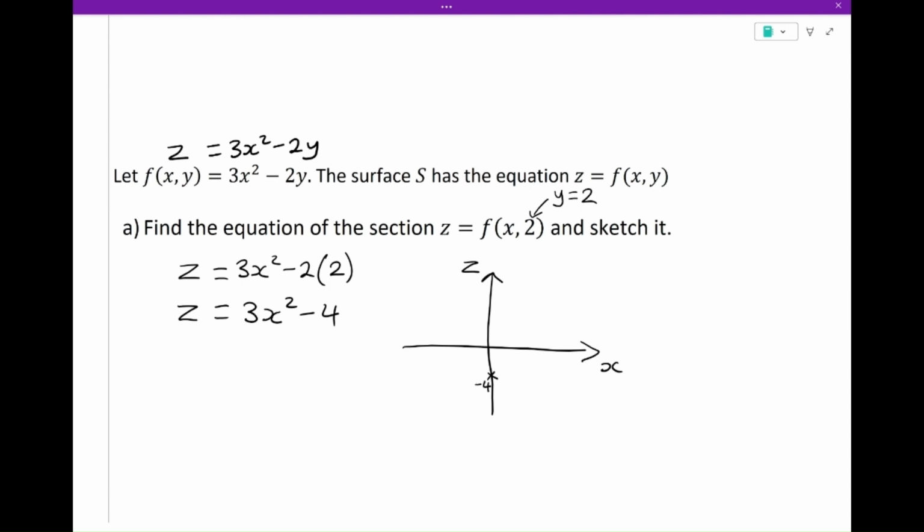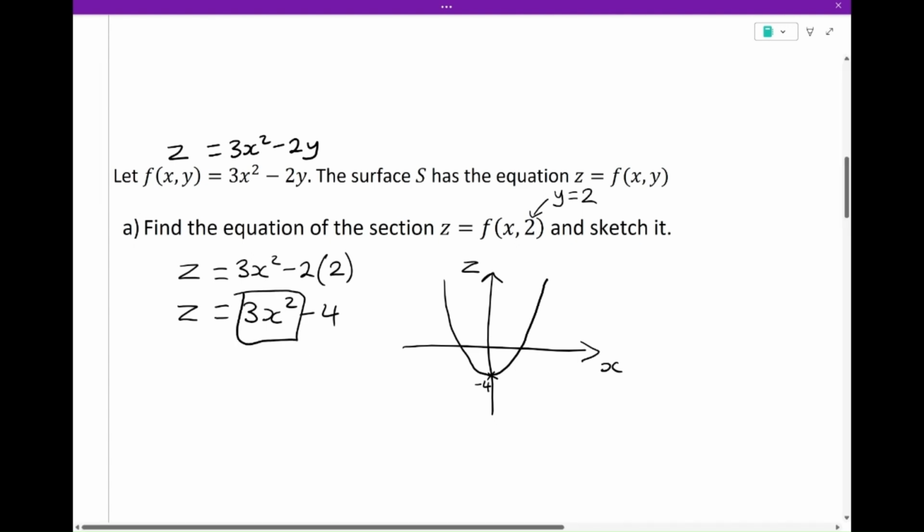Now what I also know about this quadratic is because there's no x term, because it skips from the x squared term to the constant term, it's going to be symmetrical about the z-axis. So I can draw it in straight away and it's going to look a bit like that. Okay, with the turning point being negative 4, because essentially this isn't completed the square form. We have our squared term here, and then our constant negative 4. So our minimum value is going to be negative 4.